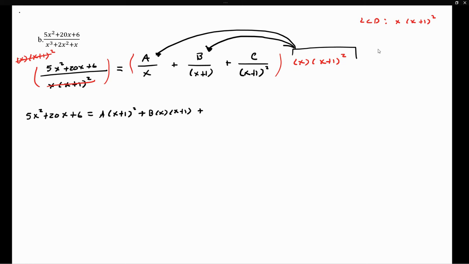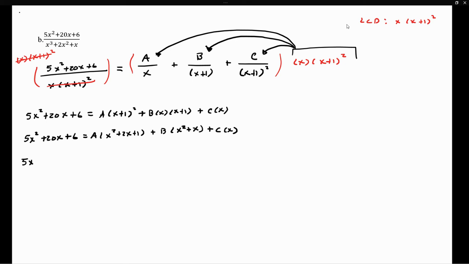And lastly, if we distribute to the third term, this (x plus 1) to the second is going to cancel out with this (x plus 1) to the second. So therefore, we're just going to have C times x. So let's just expand this, just like we did previously. 5x squared plus 20x plus 6 equals A times (x plus 1) to the second, that's x squared plus 2x plus 1, plus B times (x squared plus x), plus C times x.